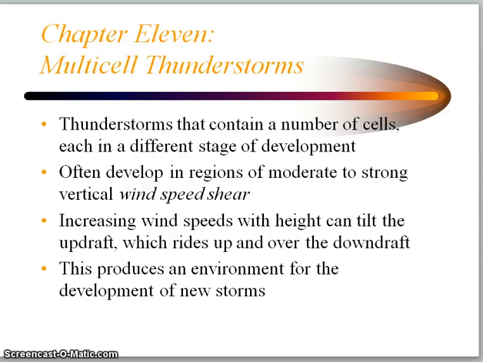Increasing wind speeds as you go up in the atmosphere can tilt the updraft, which rides up and over the downdraft, and that also enables the thunder cell to suck more warm, moist air up from the surface when you have the updraft tilted somewhat as opposed to going straight up. This produces an environment for the development of new storms as you get more downdrafts and gust fronts, which can then lift warm, moist air up from the surface and produce additional thunder cells.